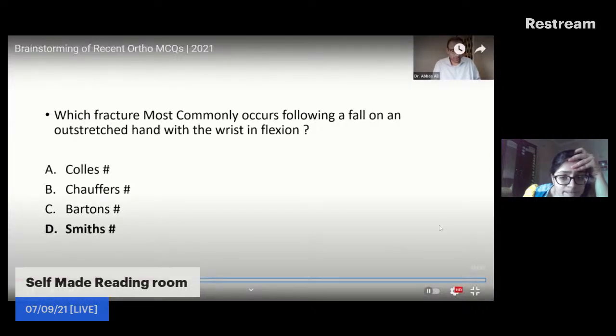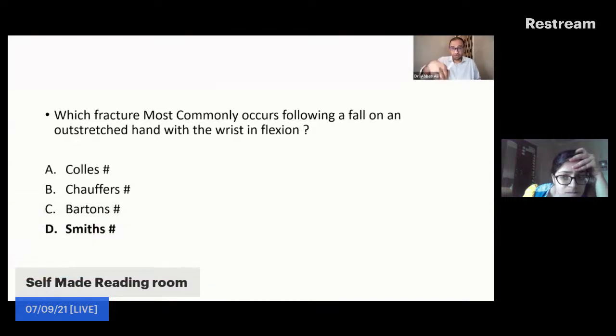Yes, the answer here is Smith's. Can you tell me why it is Smith's? Because the patient is falling on an outstretched hand with the wrist in flexion. When the wrist is in flexion, the distal fragment will go ventrally.